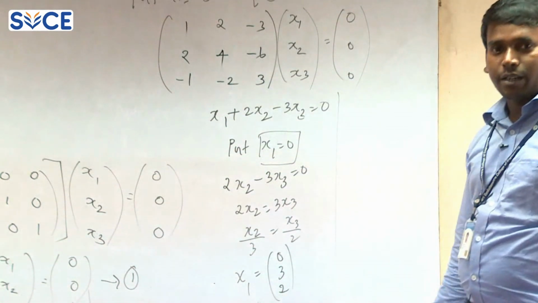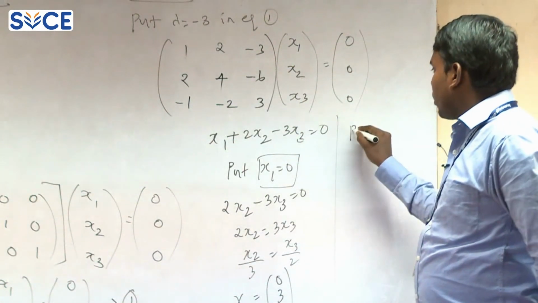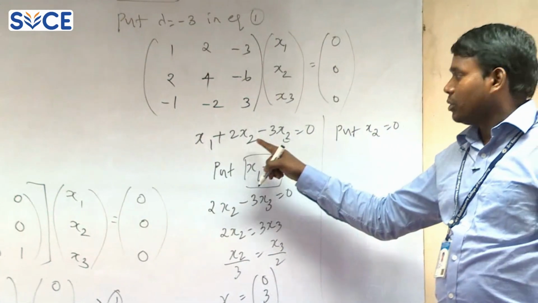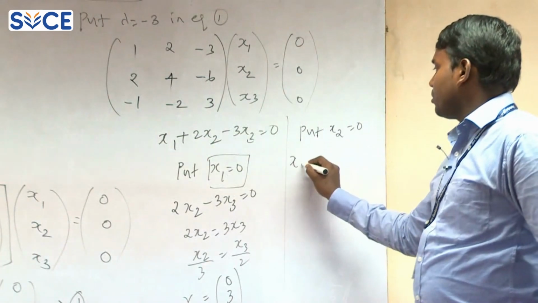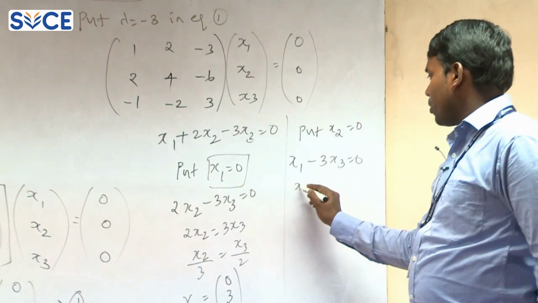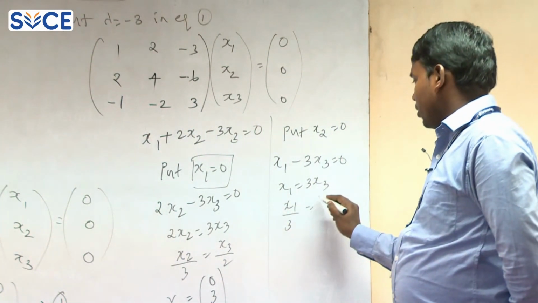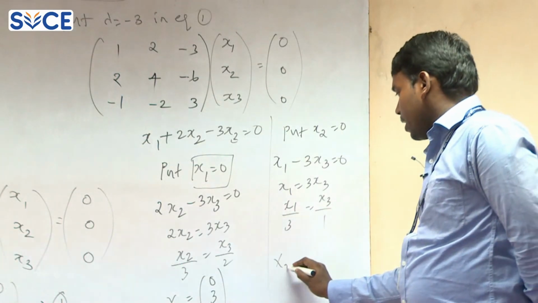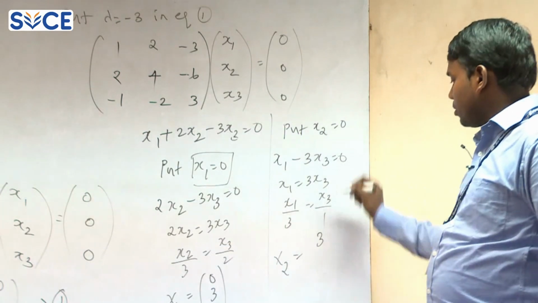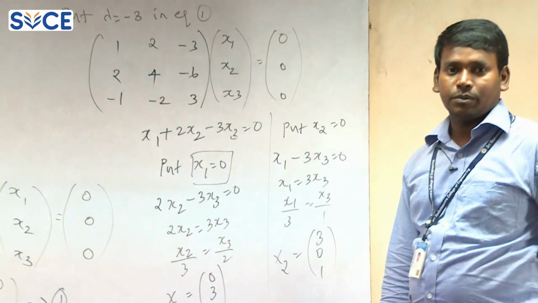Now your second eigenvector. Your second eigenvalue is lambda equal to minus 3, so the same equation. Next, put x2 equal to 0 in this equation. Then the equation becomes x1 minus 3x3 equal to 0, so x1 equal to 3x3. So x1 divided by 3 equal to x3 divided by 1. So the second eigenvector: x1 element is 3, x2 is 0, x3 is 1.